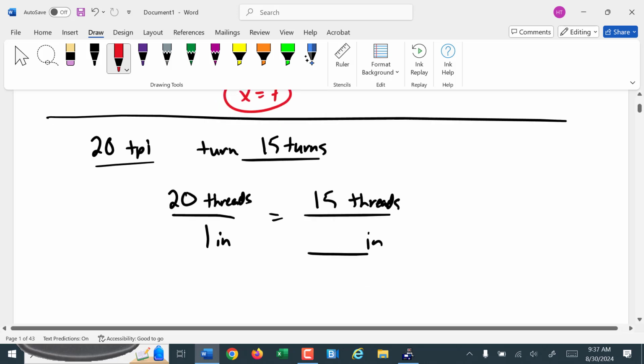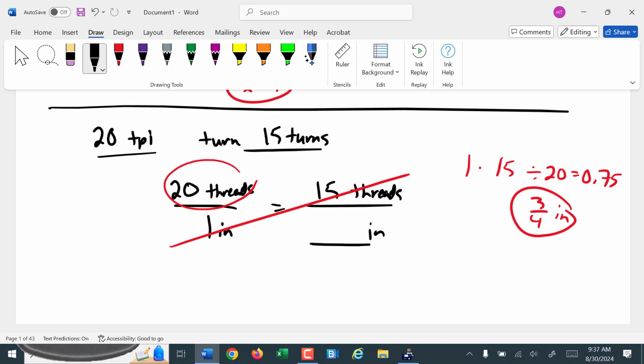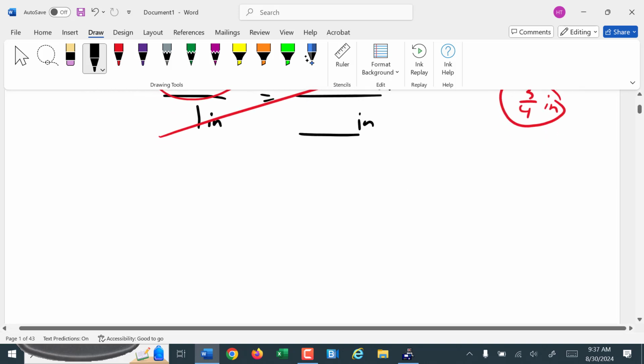20 TPI is 20 threads per 1 inch. 15 turns is the same as saying 15 threads. That's going to give us our inches. So what numbers do we multiply here? 1 times 15, and then we divide by the 20. That does come out to be 0.75 or 3/4 of an inch. Simple enough?